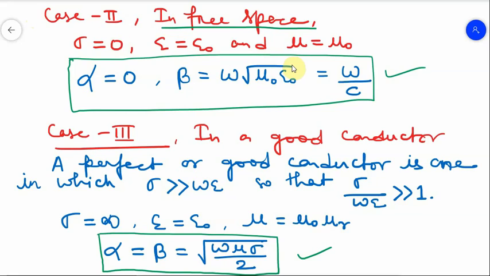Now we will proceed towards the next topic. The next topic of discussion is the skin depth, because at this point we can discuss this. Now, what is skin depth? The skin depth is a measure of the depth to which an EM wave can penetrate the medium. What is the definition of this skin depth?